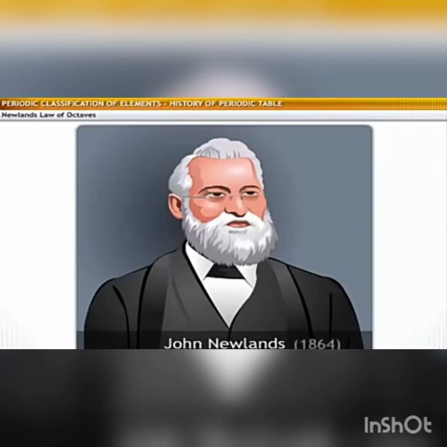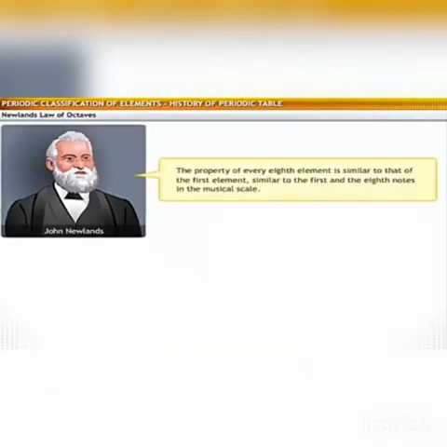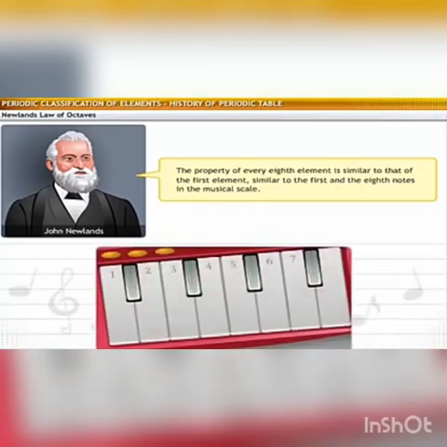The next attempt came in 1864 when an English chemist, John Newlands, stated his observations in the form of Newlands' law of octaves. Newlands noted that when elements are arranged in increasing order of their atomic weights, the property of every eighth element is similar to that of the first element, similar to the first and the eighth notes in the musical scale. Consider the list of elements with their atomic weights in increasing order.